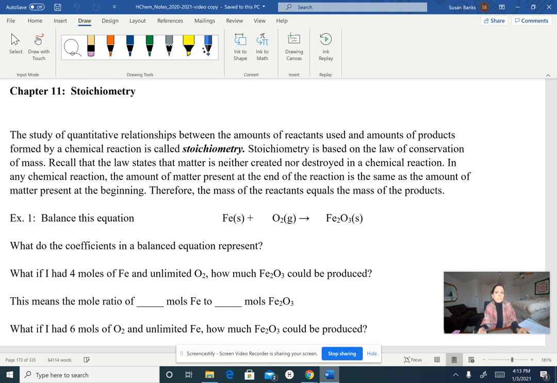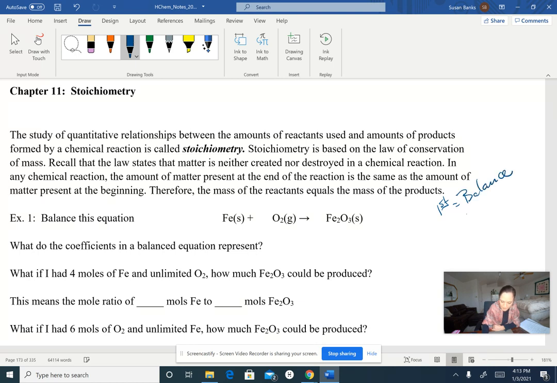So the very first thing we ever do when we start with stoichiometry is to balance the chemical equation. That's the very first thing that we've got to do. Always, always balance the chemical equation. So, first thing, balance the chemical equation. Okay, that's the very first thing to do.